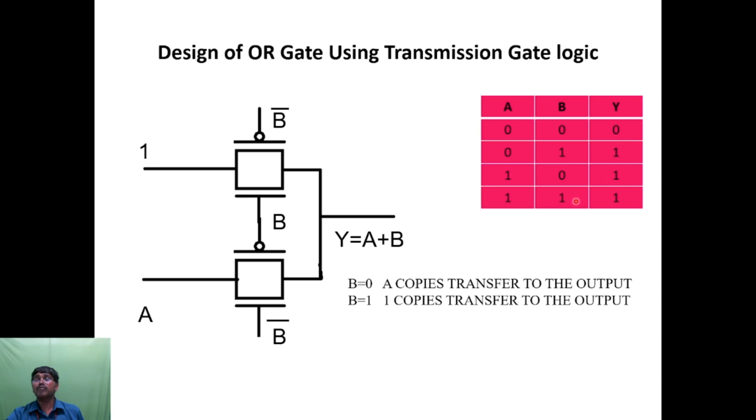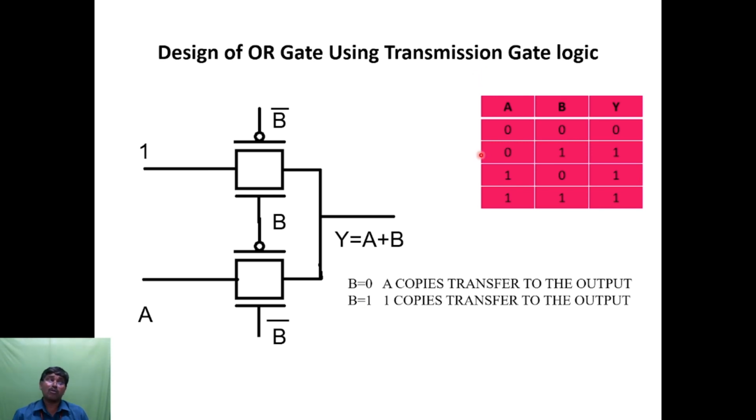Now when B is equal to 1, here it is 0, so this PMOS is on. When B is equal to 1, this NMOS will be on. Both will be enabled. If both are enabled, whatever the data input is will be passed through the transmission gate and we get the output. So that is nothing but an OR gate. So when B is equal to 0, A copies and transfers to the output, and when B is equal to 1, 1 copies and transfers to the output. So this is the concept of the design of the OR gate using transmission gate logic.